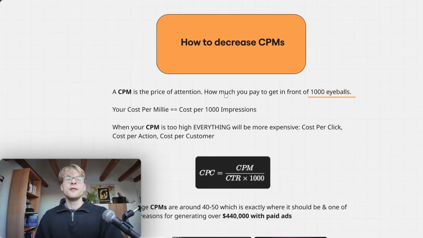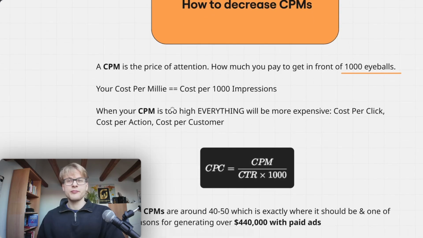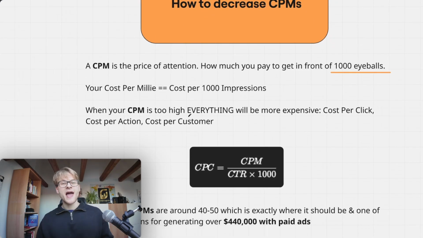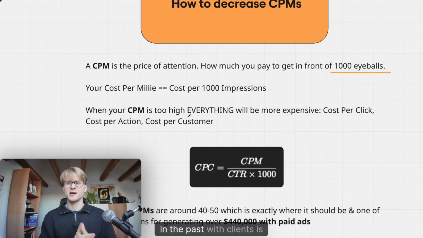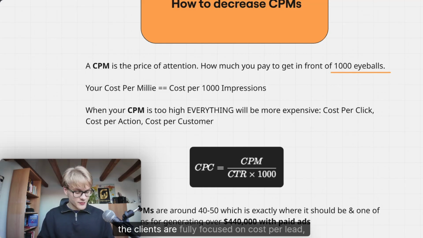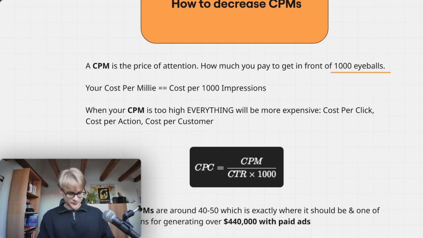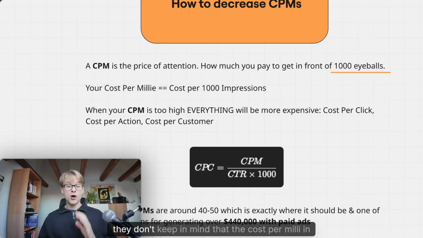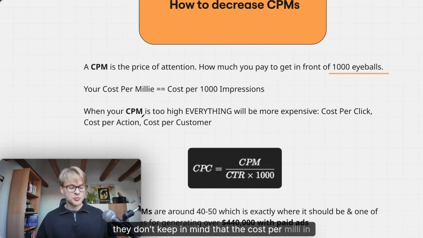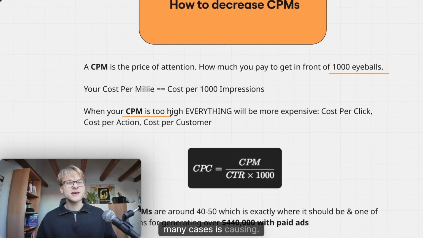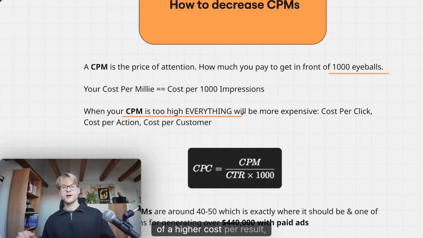Now your cost per mille, when it gets too high, everything will be more expensive. So what I saw so much in the past with clients is that they are fully focused on cost per lead, cost per call, cost per result, whatever you're optimizing for. However, they don't keep in mind that the cost per mille in many cases is the main root cause of a higher cost per result.